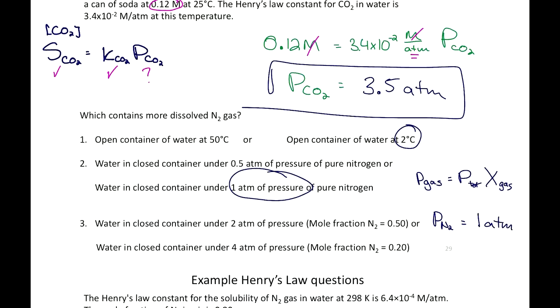Okay, then the last one, 4 atmospheres of pressure, but 20% of it's nitrogen. So the partial pressure of nitrogen in that system is 0.8 ATM. Yeah, so now which one has more dissolved nitrogen? It's the 2 ATM one, yes, because you're looking at the partial pressure of the gas in question.